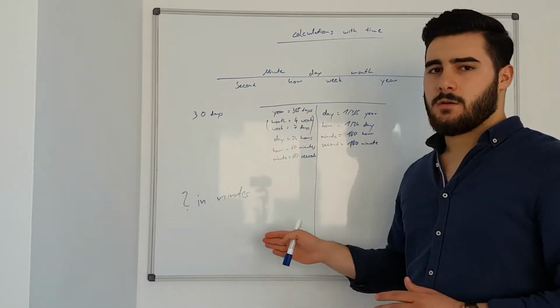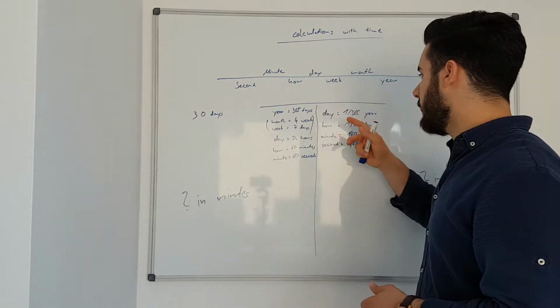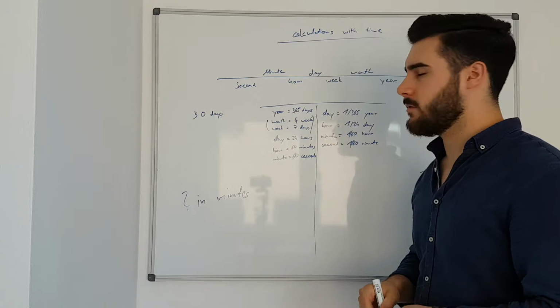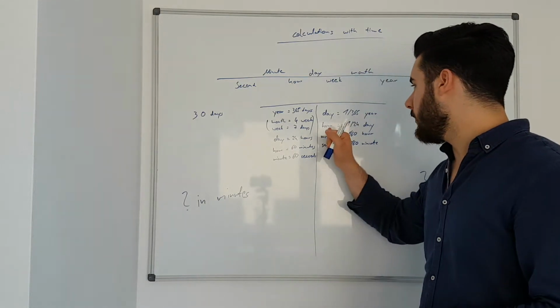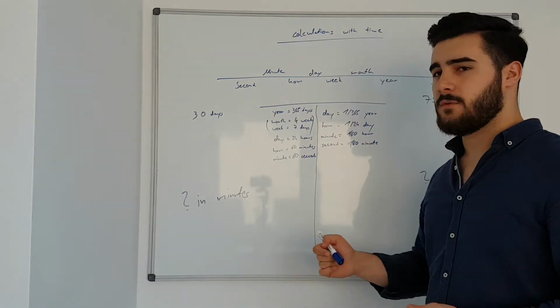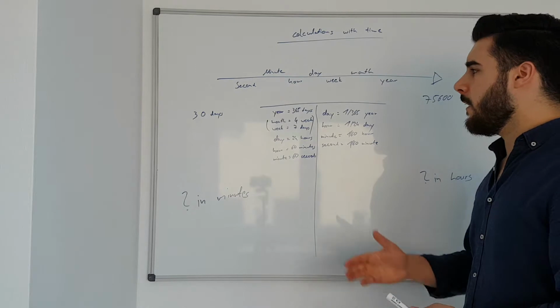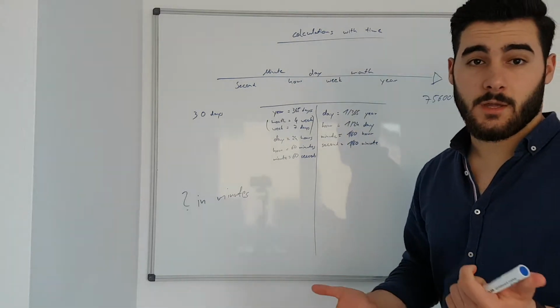On the other side, you can do this backwards as well. Starting off with day, 1 day is 1/365th of a year, 1 hour is 1/24th of a day, 1 minute is 1/60th of an hour, and obviously 1 second is 1/60th of a minute. What can we do with that? We can calculate with that.